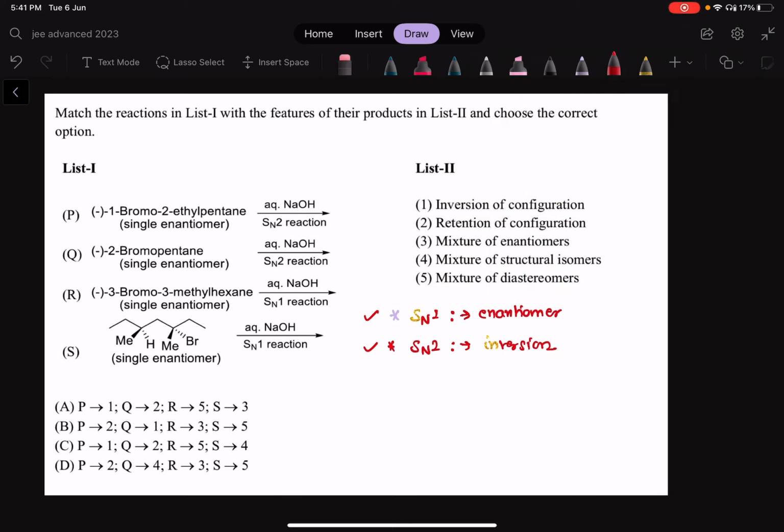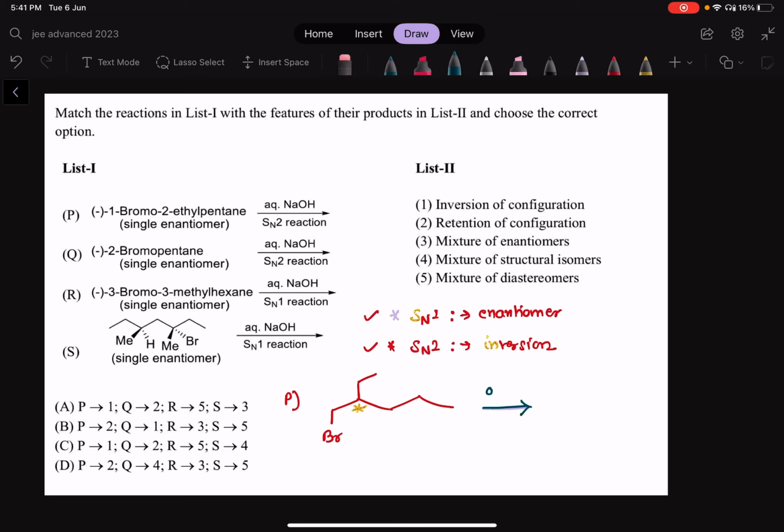Now let's start with P. As far as P is concerned, we are talking about 1-bromo-2-ethylpentane. So 1-bromo-2-ethylpentane, there are 5 carbon atoms, 1 2 3 4 5. At one position we'll have bromo, and at two position we have an ethyl group. And this is the chiral center in fact, and the chiral center here we have shown with the star marked carbon atom.